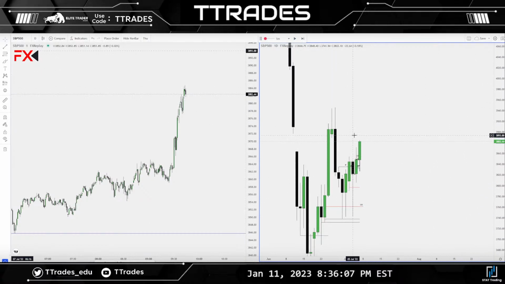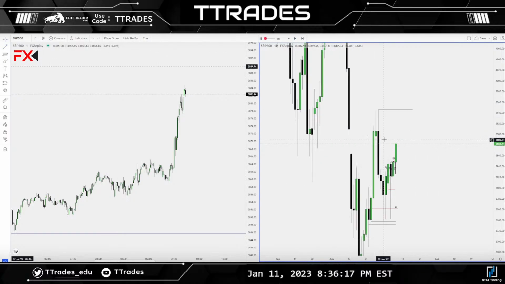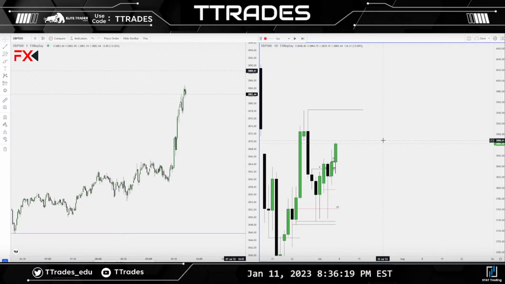We're into that point of interest now. I want to see, are we going to reject this area or are we going to reach for this sell side, right? So mark out these right there. Back to the hourly.